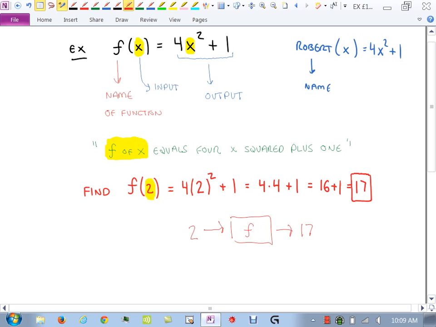Now, if I didn't give you the function, let's say you didn't know that up there, and all I gave you was that I have a function that turns 2 into 17. It would be very difficult for you to guess that it came from 4x squared plus 1. That'd be a big challenge, wouldn't it? Because there could be a lot of functions that would do that. So just having one set of numbers, knowing where it started and ended, isn't really enough for us to be able to know anything about the function. Let's try another one.